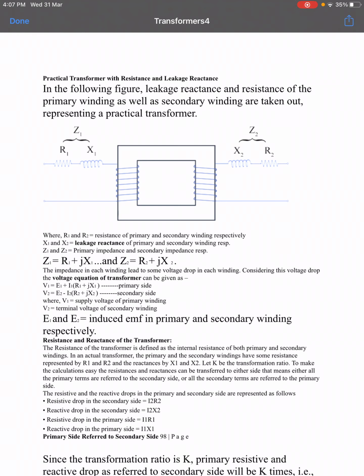Similarly, we have resistive drop in the primary side, that is I1R1, primary current and primary winding resistance. Reactive drop in the primary side is I1X1. I1 is the primary current, X1 is the primary winding reactance.